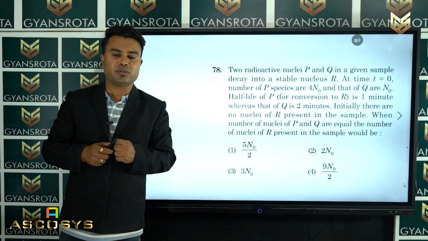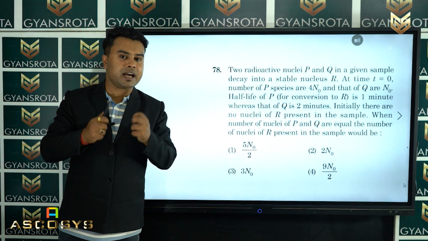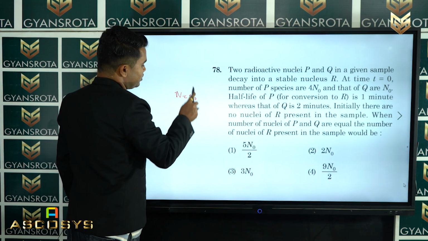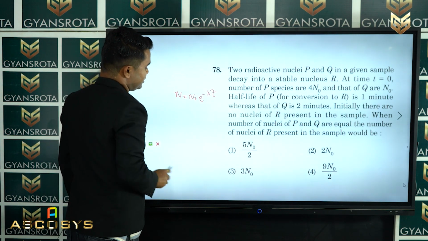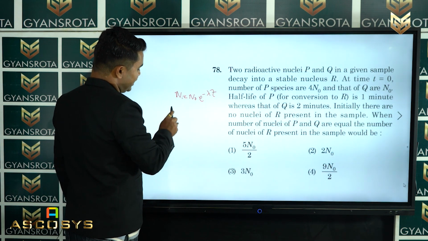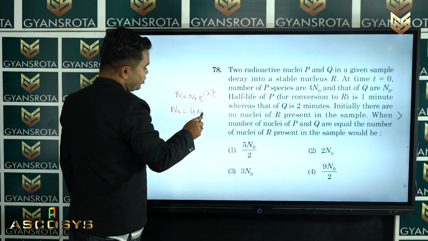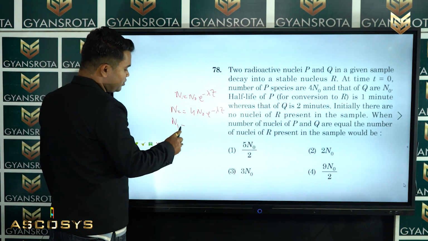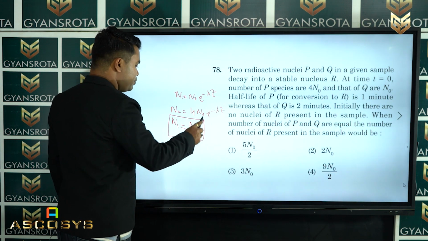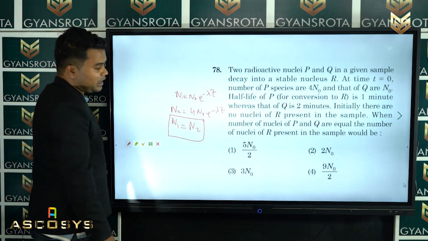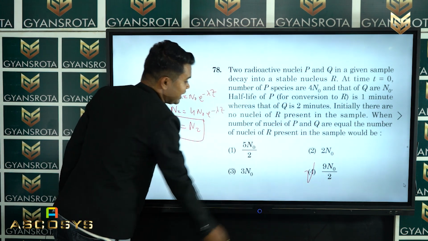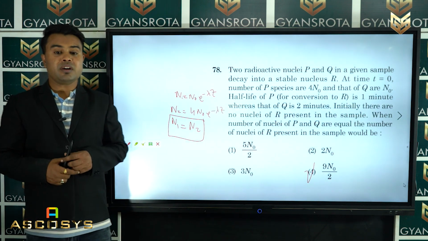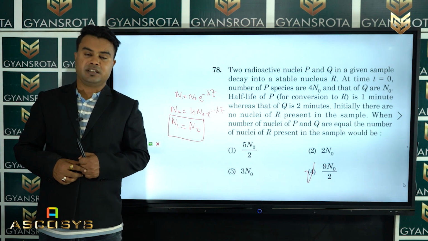One thing let me tell you, this question came from the chapter nuclei, where you have to use the formula n equals n naught e to the power minus lambda t. So n1 and n2 will be equal to 4 n naught e to the power minus lambda t. These two will be equal, n1 equals n2. Approach it this way, and you will see that the correct answer for this question is 9 n naught divided by 2. This is the right option. Now let us move to the next question, question number 79.